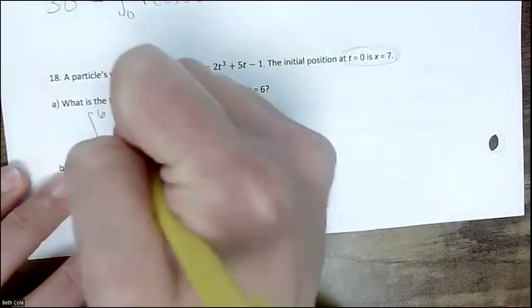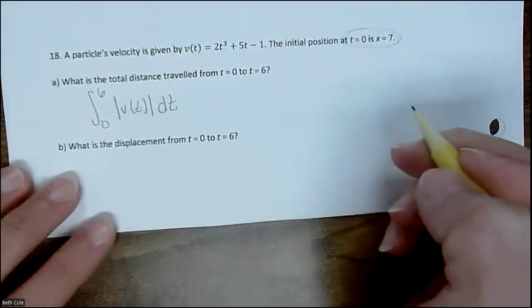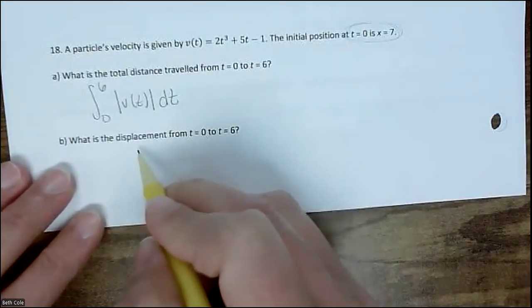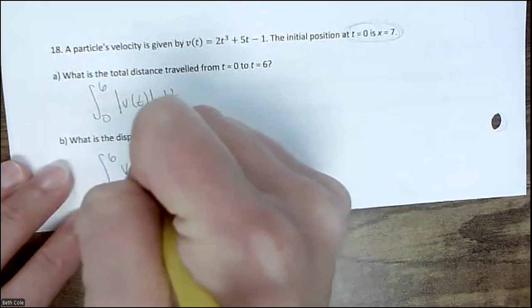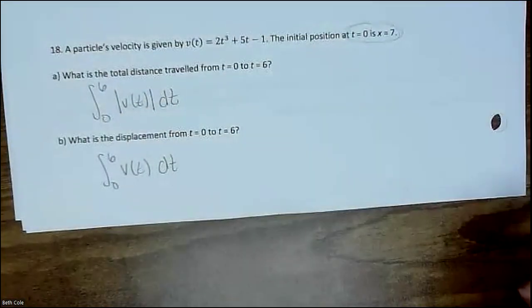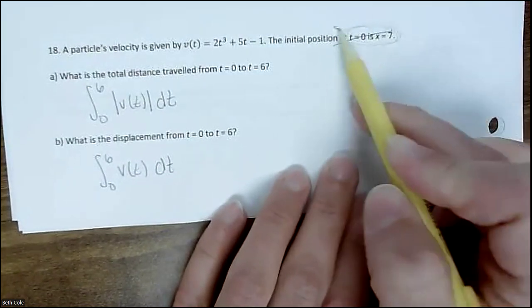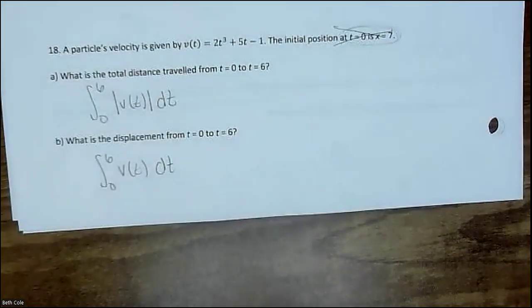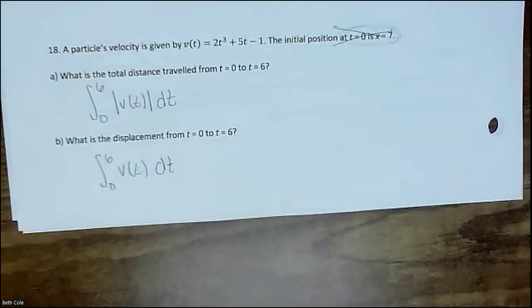Why is it absolute value? Total distance. Now hold on. I want to set up the other one too before we go to the calculator. What is the displacement from 0 to 6? Well, that's integral 0 to 6 just without the absolute value. Did we use the initial position at all? No. It is there. Why? To try to confuse you and trick you, because when I said integral what to what, half of you said 0 to 7. That's why they did that. And I guarantee one of the wrong answers would be that.